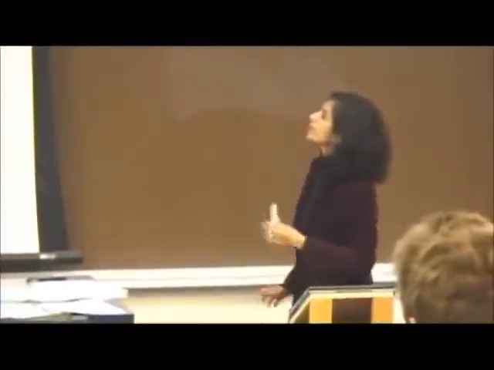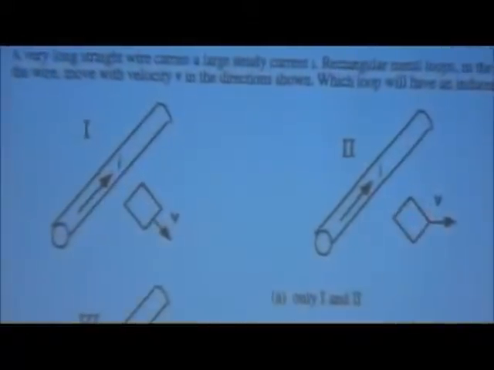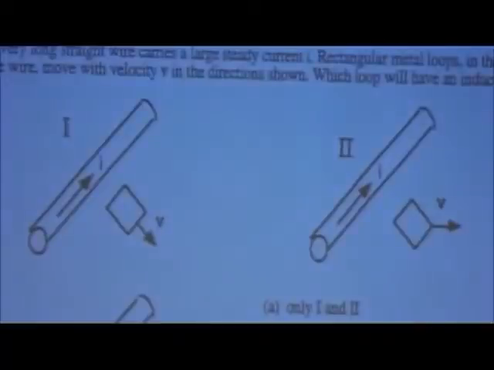Let's move on to the next question. Okay, so here it says a very long straight wire carries a large steady current. Rectangular metal loops in the same plane of the wire move with velocity v in the direction shown. Which loop will have the induced current? So there are three cases. This is case 1. Here the loop is moving this way. In case 2, the loop is moving this way, and in case 3 here, the loop is moving parallel to the wire. You have 1 minute to answer this question. Your time starts now.